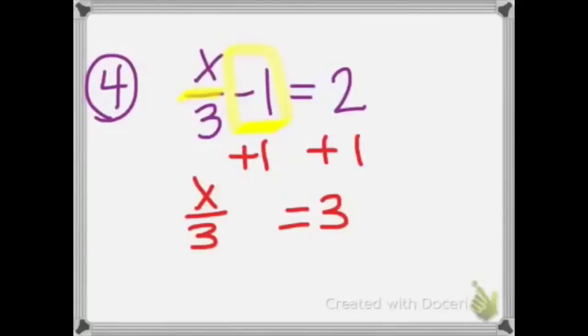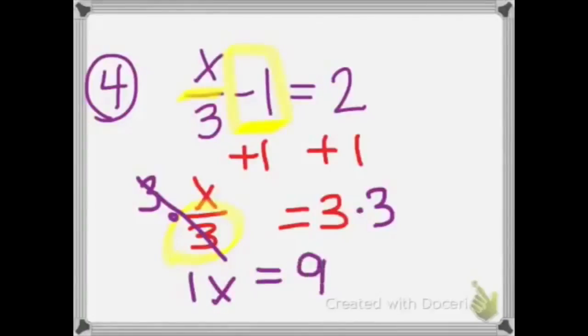The last step says multiply or divide the number with the variable. That would be this number. The opposite of divide by 3 is multiply by 3. So I'm going to multiply both sides of the equation by 3. 3 divided by 3 is 1x equals 3 times 3 is 9. So x equals 9.